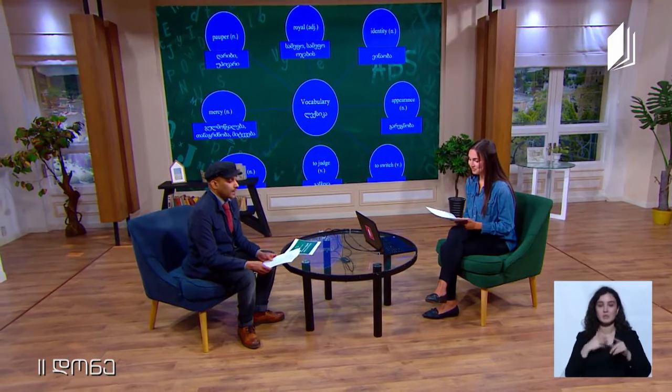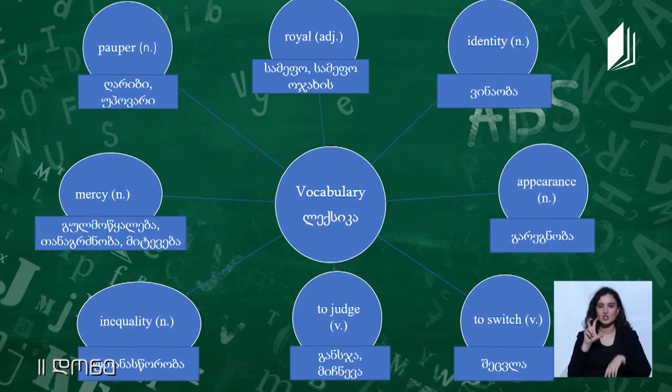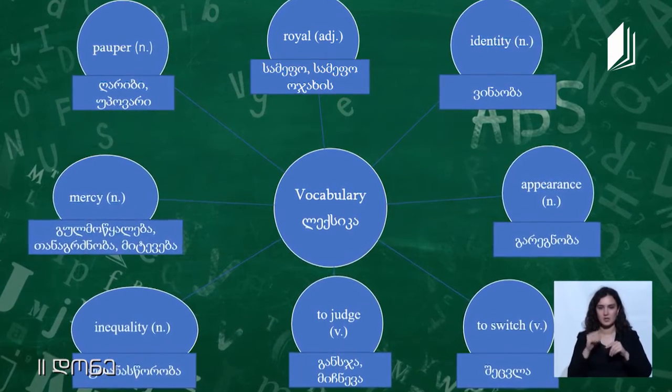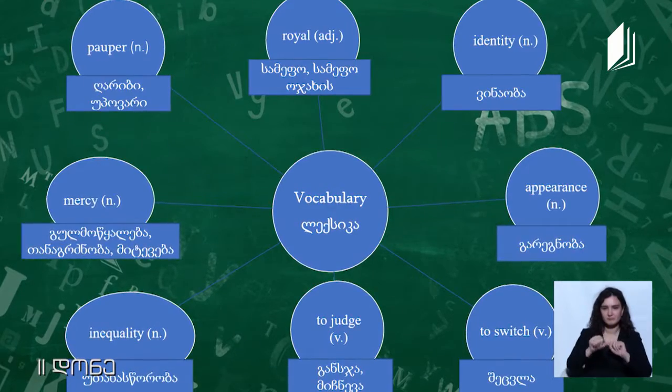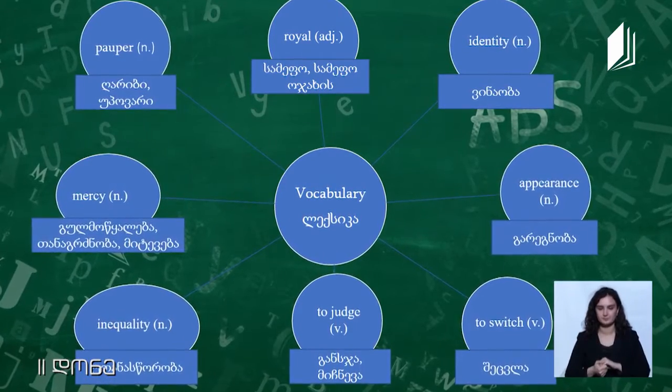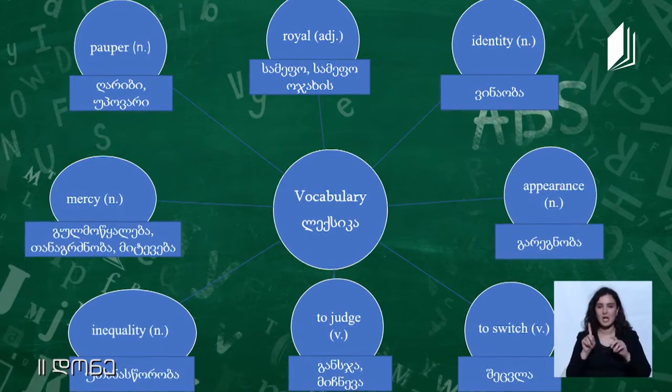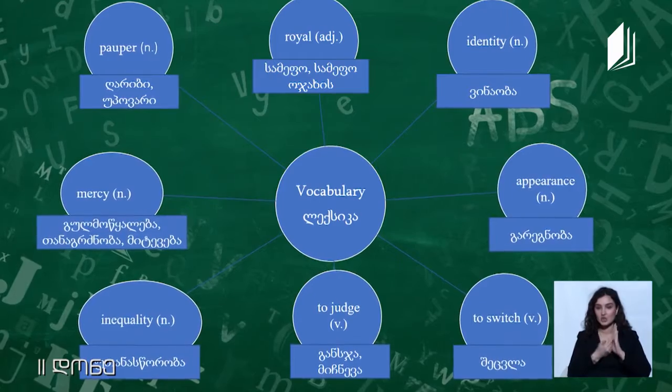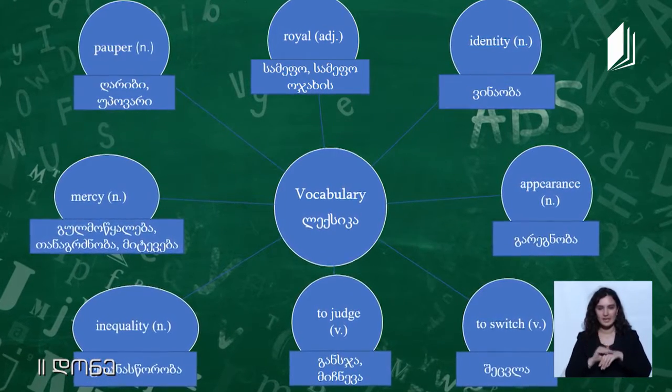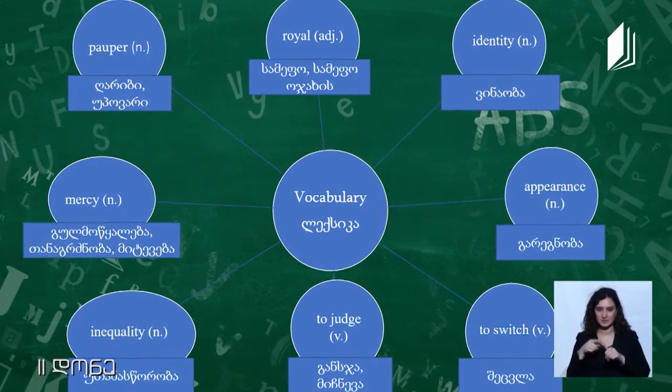Indeed. Our next word is the verb to judge, and it is to form an opinion about someone or something. Now we have inequality, and an inequality is a difference in quality or amount. It's when things are not equal. Again, we end on a good word, mercy. Mercy is when you show kindness, compassion, and when you forgive other people. Yes, that is a great word.